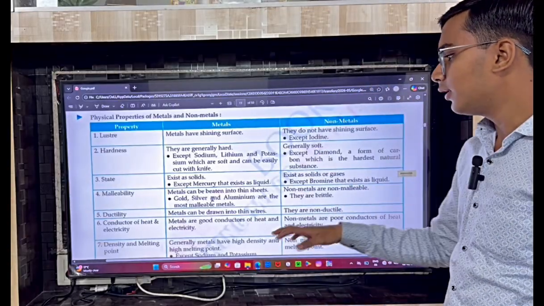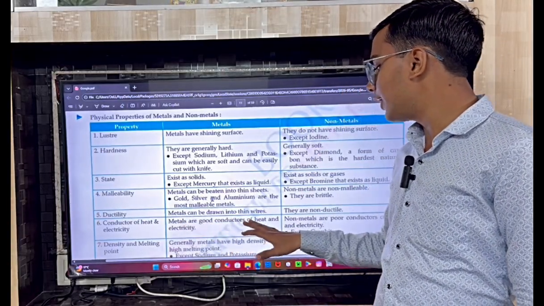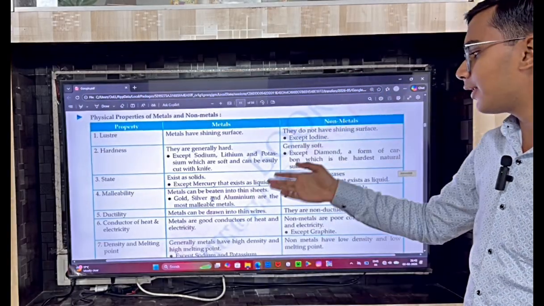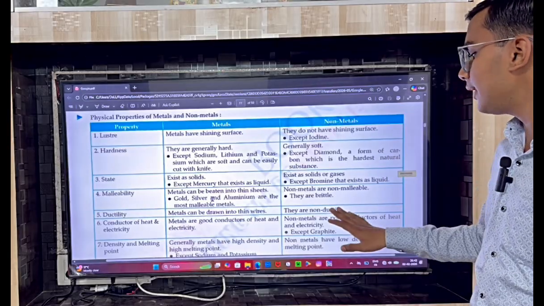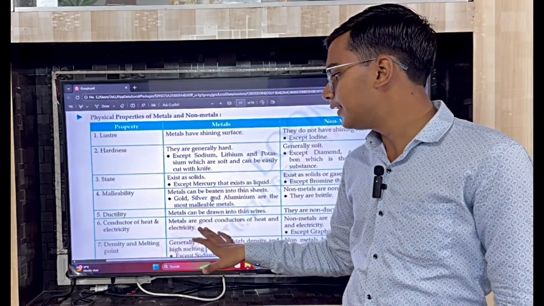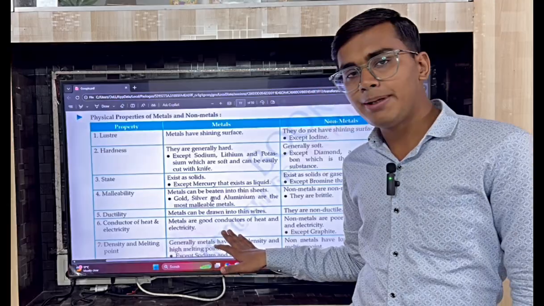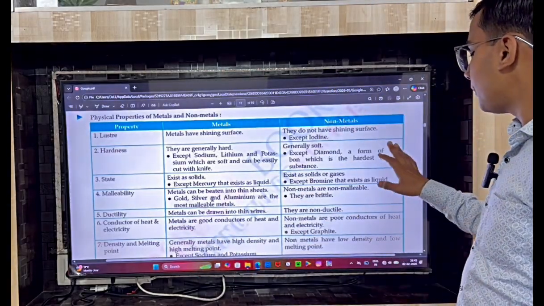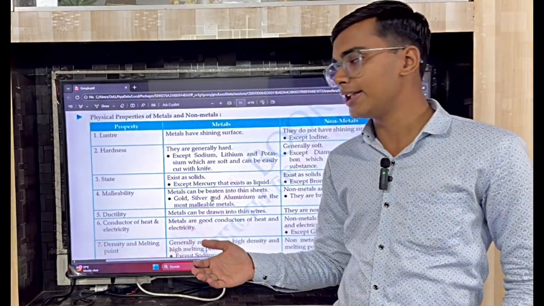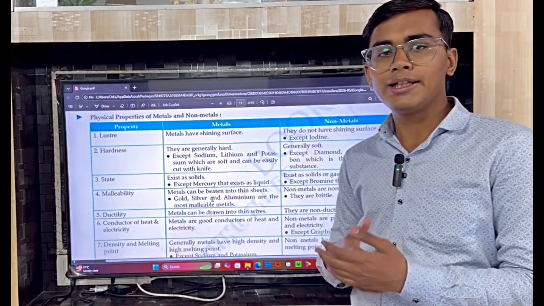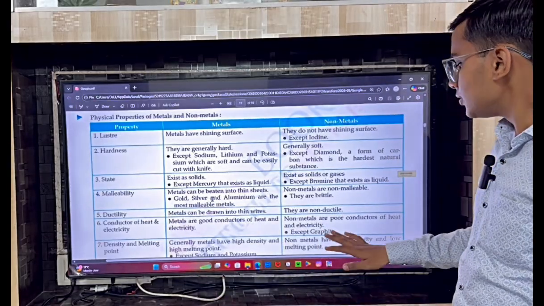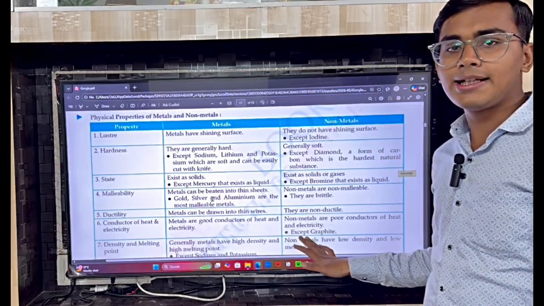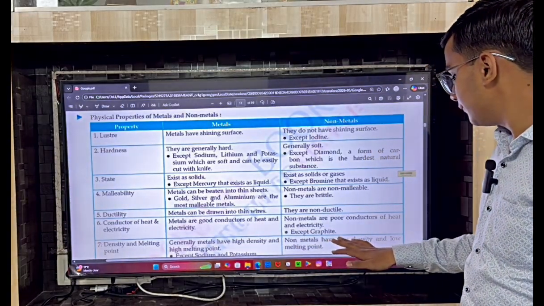Fifth is ductility. Metals can be drawn into thin wires. Ductile means that it can be converted into a wire. Metals can be converted into wires, whereas non-metals cannot. Next is conductor of heat and electricity. Metals are good conductors of heat and electricity both, whereas non-metals are poor conductors of heat and electricity. The exception is graphite. Graphite is a non-metal that can conduct heat and electricity.